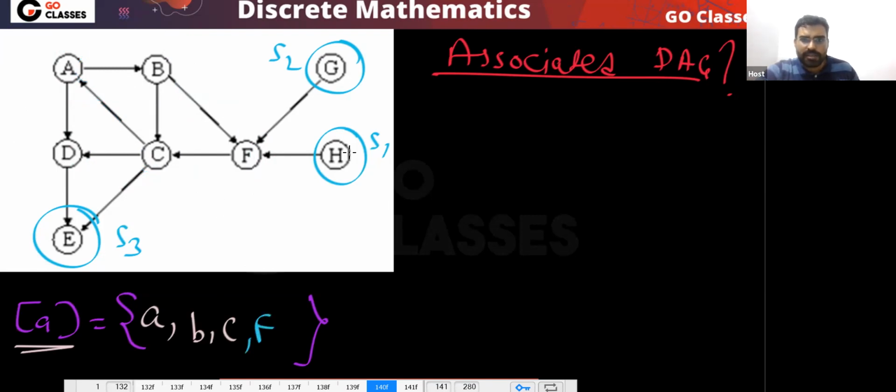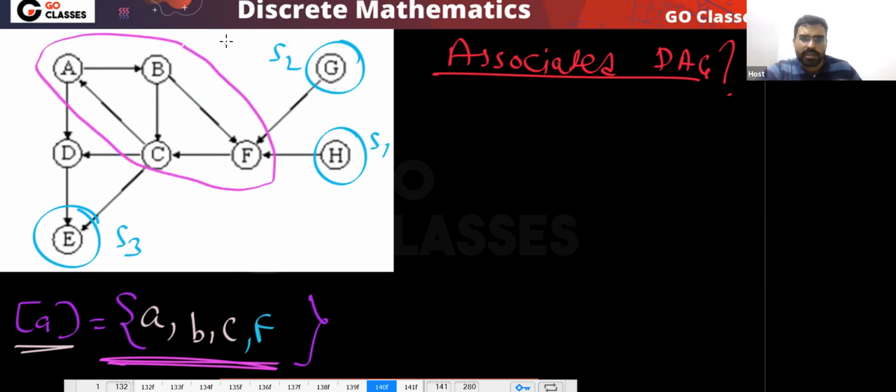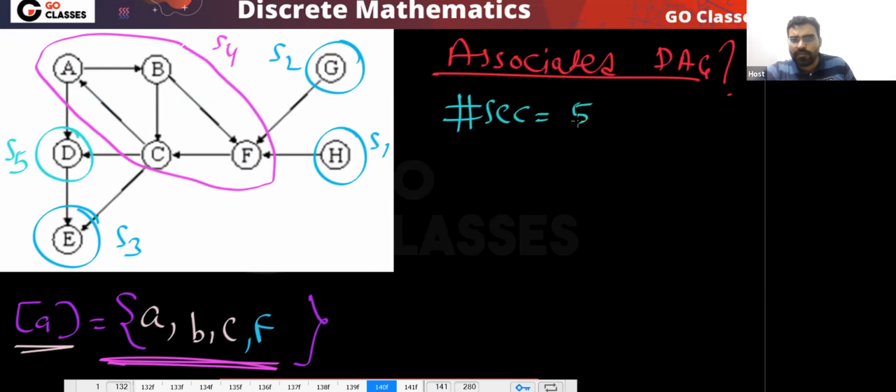Tell me, H will be there or not? No, because there is no path from A to H. So this is the idea. Always do like this. So I can say that this will be your strongly connected component S4 and this will be your strongly connected component S5. So the number of strongly connected components will be 5.